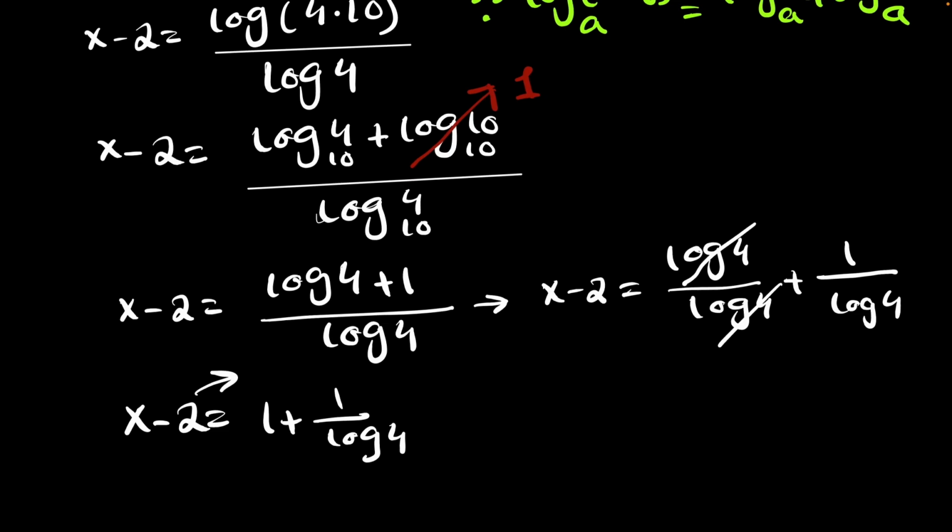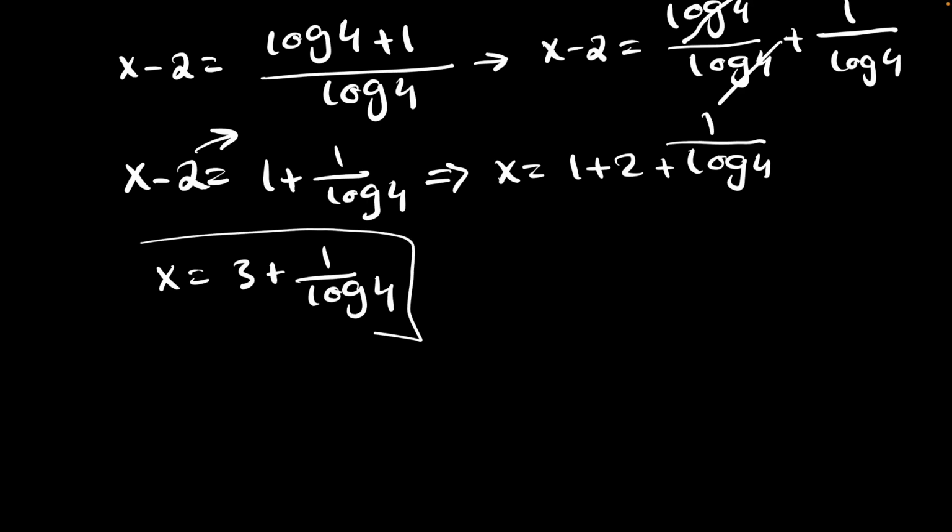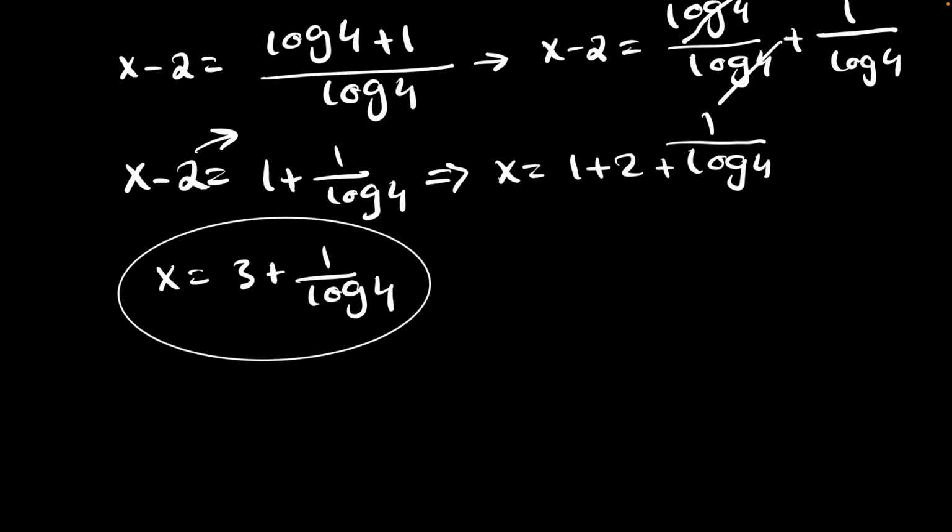So I'm going to move 2 to the right side of the equation. I would have x equal to 1 plus 2 plus 1 over log of 4. And then x is equal to 1 plus 2 is 3, plus 1 over log of 4. So this is our final answer to this question.